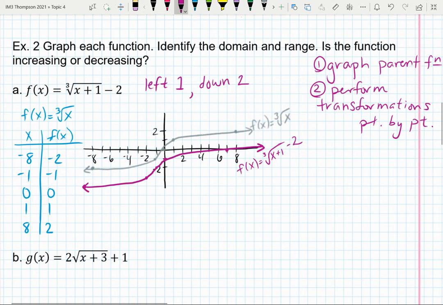So my suggested graphing method is to graph the parent function and then perform the transformations point by point. I think this is the easiest way to do it. You could also just create a new table for this parent function. You just have to be mindful of the points you're plugging in unless you want to graph a bunch of decimals.